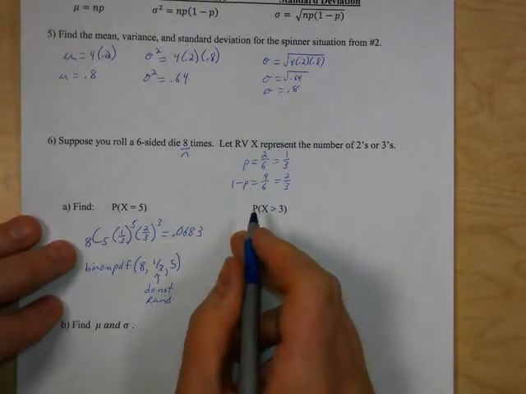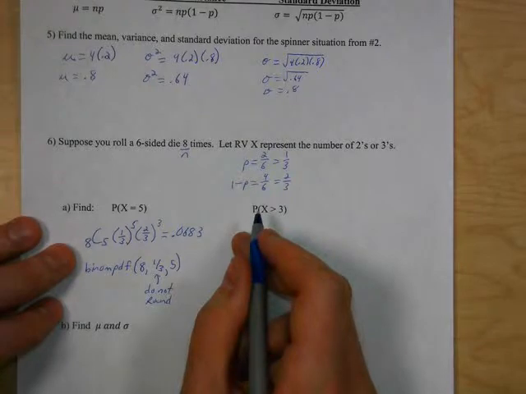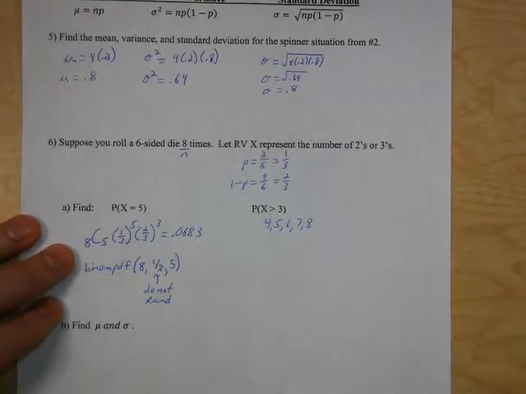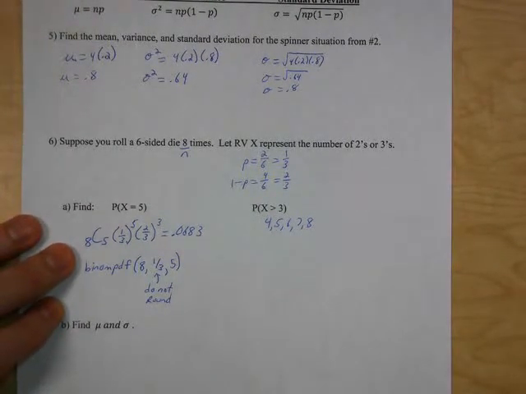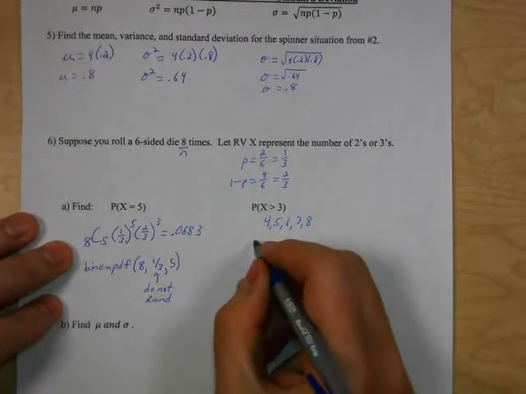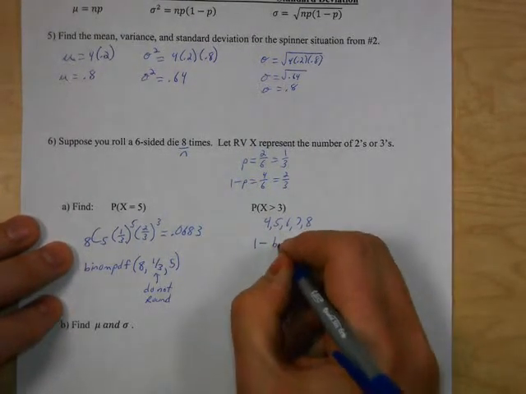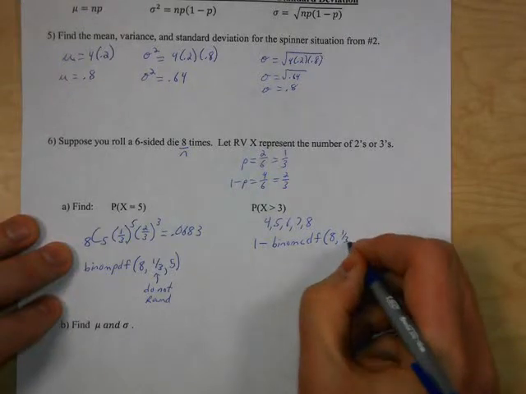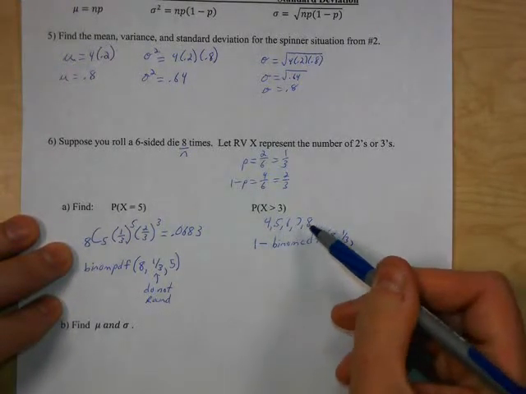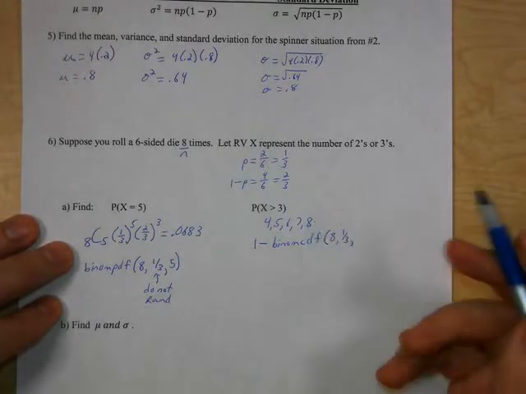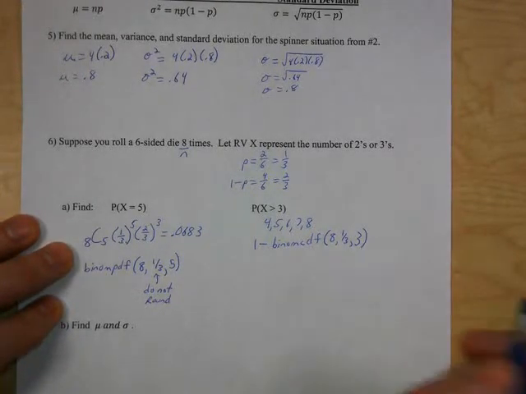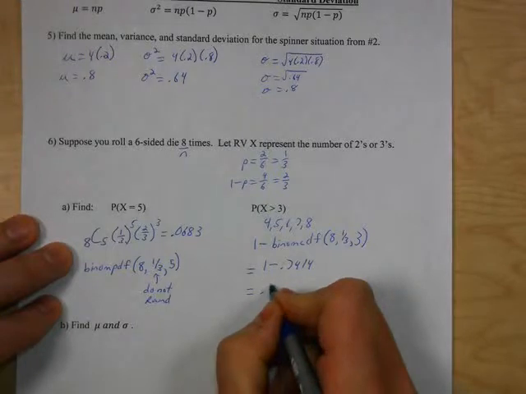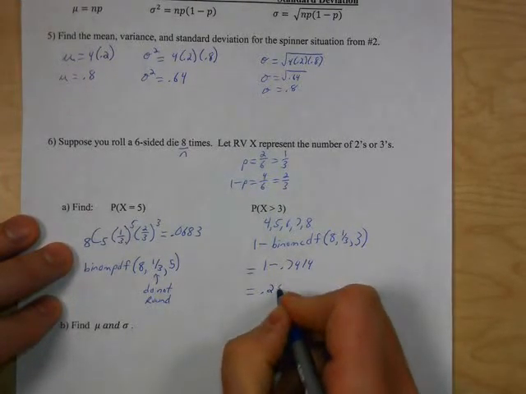The probability x is greater than 3. Well, to get greater than 3, you could get 4, or 5, or 6, or 7, or 8. Well, this is where you have to use the complement again with the binomial CDF, which will be 1 minus, out of those 8 trials where the probability of success is 1/3, well, 4, 5, 6, 7, 8, its complement is 0 through 3, so we're going to go up to and including 3. And when you do that, 1 minus 0.7414, which is 0.2586.